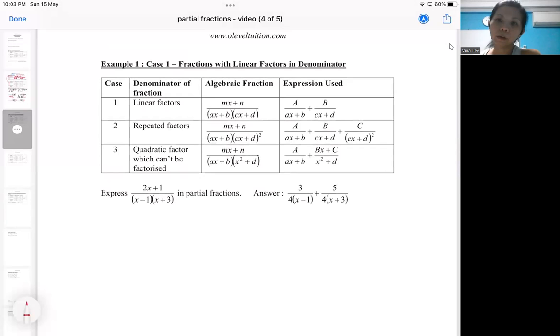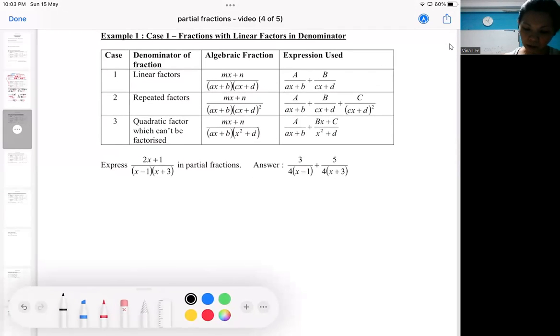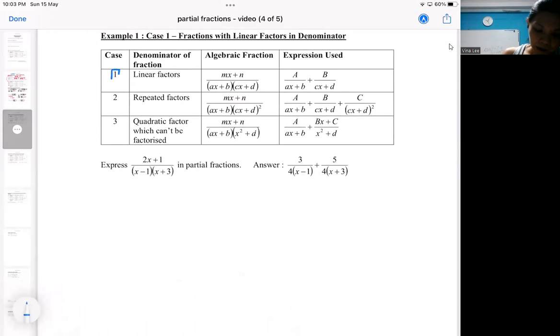So now I'm going to go through each of the three cases. We are starting off with case one, where the denominator is simply two linear factors. So you've got two simple fractions. So this will be the two fractions. You've got to decide first.